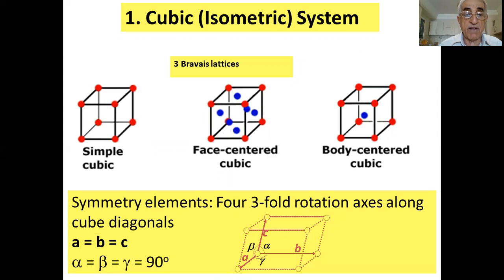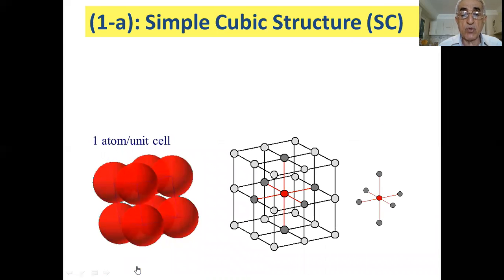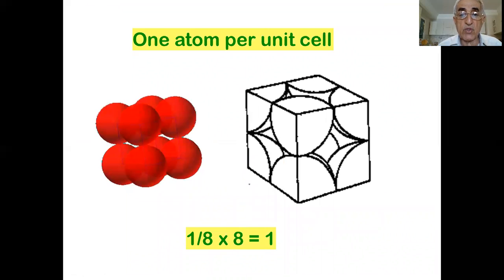This is a simple cubic lattice, there are 3 cubic lattices here: simple cubic, face-centered cubic, and body-centered cubic. As we mentioned before, the lengths A, B, and C are equal, A equal to B equal to C, and alpha, beta, and gamma are all equal to 90 degrees. In the simple cubic, the atoms are clearly seen. 1 atom per unit cell, so 8 divided by 8 becomes 1.